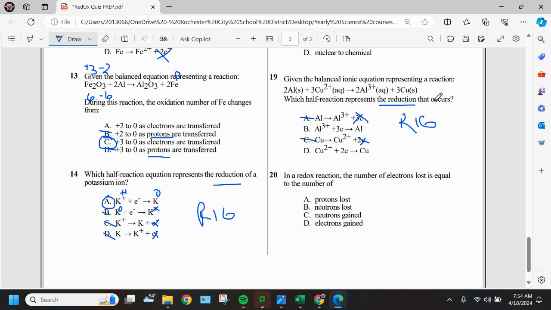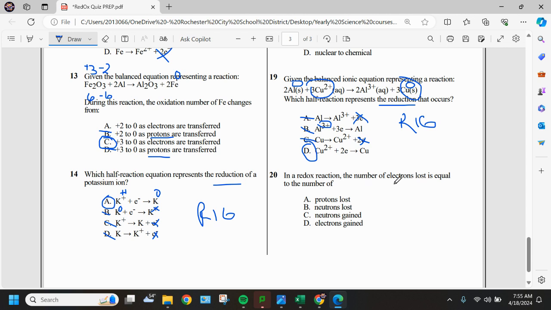Which half reaction represents a reduction that occurs? So now is it A reduction? This is a reduction. Perfect. Going from 3 to 0, that's going down. Going 2 to 0 is going down. Okay. Now we got to actually use this equation. So I got Al0 and a Cu0. B cannot be right because Al is starting out as a 0 and here it's a +3. So that's not right. Cu is a +2 and Cu is going to 0. So that's the answer that I'm looking for.